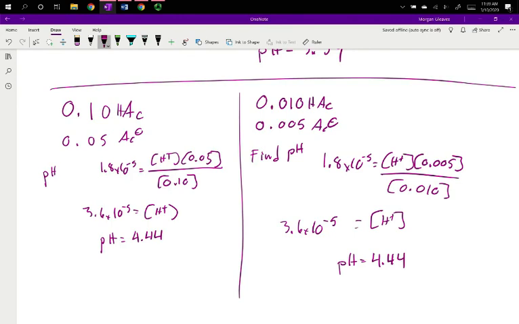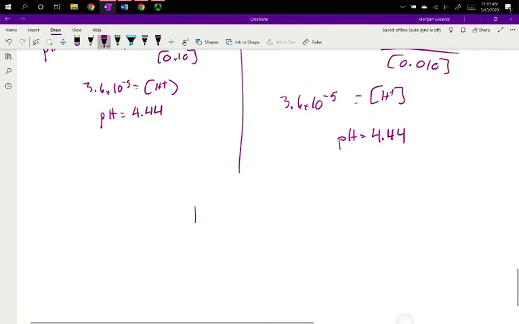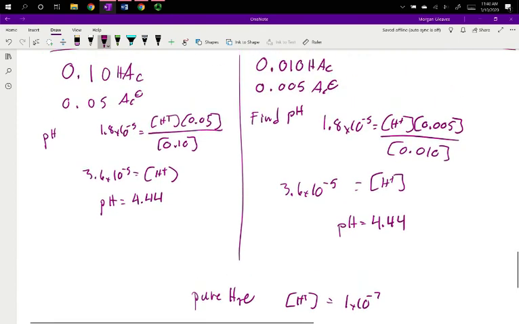Just remember how little H plus is naturally in water. Pure water has an H plus concentration of 1 times 10 to the minus 7. So we're still 360 times more than that in our dilute solution up here. The amount of H plus is dominated by the chemical, not by natural water. And so as long as your concentrations of your acid and base are reasonably large, they will always be exactly the same pH if they're the same ratio.